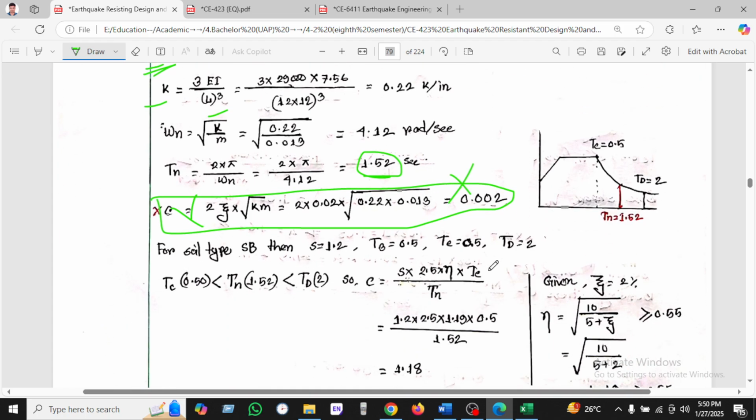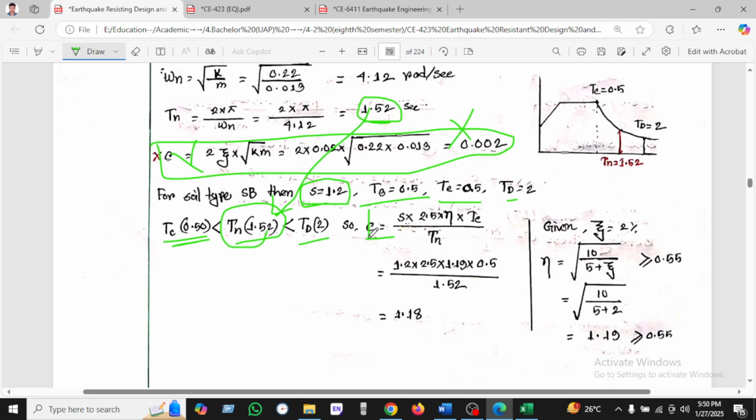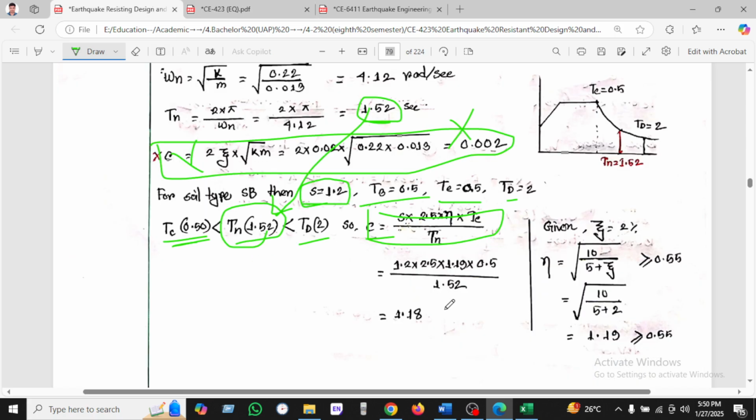So if we calculate the damping C, then we have found the soil category as SB, and TB equal to 0.5 and TC equal to 0.5, then TD. So we have seen the TD and TN, and calculated 1.52. So 1.52 is between TC and TD. So if we go between TC and TD, then we will use this formula, because of the condition of this. That's why we will be using this formula.